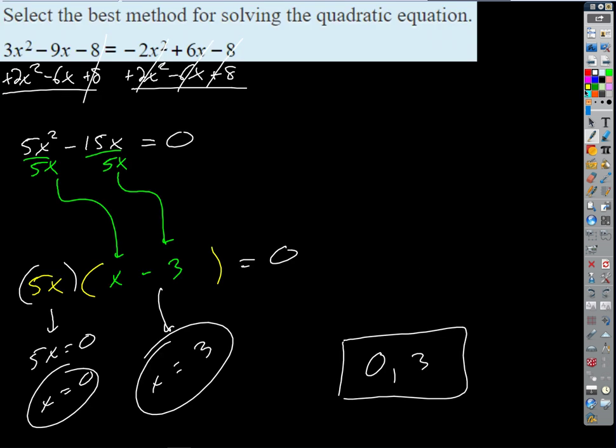And so the answer is factor, and then use the zero product property, right? That's what we want. Okay? Because we have two terms and I can't isolate x. What about this guy?